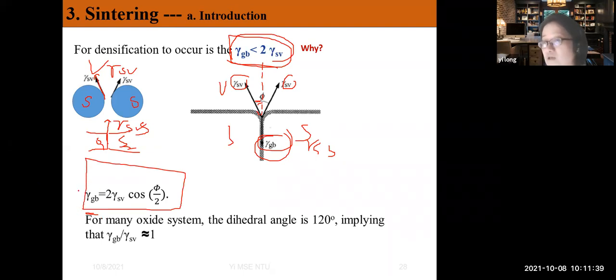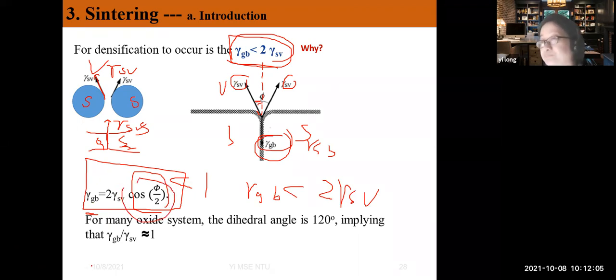Obviously, this cosine term is going to be less than 1, since cosine of anything has to be less than or equal to 1; mostly we simply say it's less than 1. So gamma GB should be less than 2 gamma SV, because this cosine is less than 1. That is for densification. This is one of the conditions.